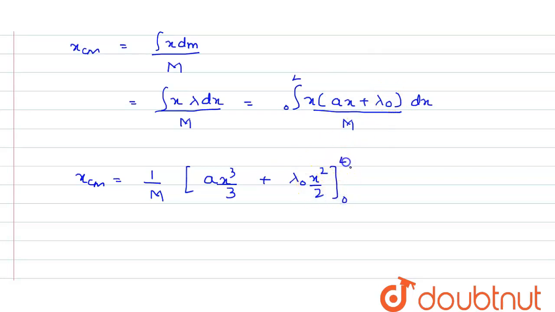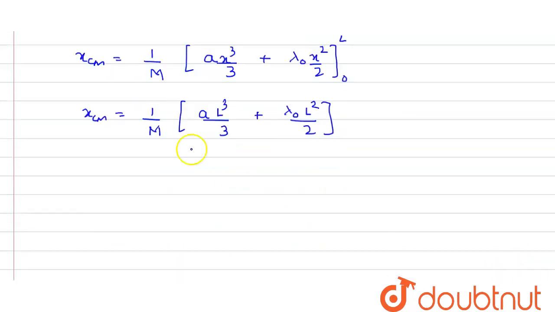Now we can just put the limit. If we put the lower limit at 0, this function would be 0, so it is just better to put the upper limit. So x center of mass would be equal to 1 divided by m, then a, then L cube by 3 plus lambda naught L square divided by 2. Now what is the last thing which we need to do? Lastly we just need to put the value of our a.